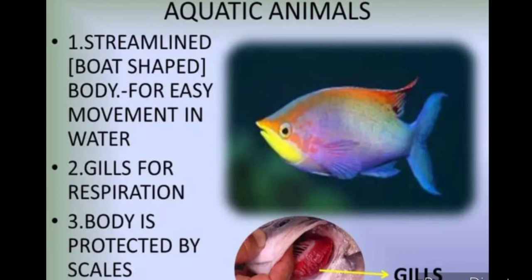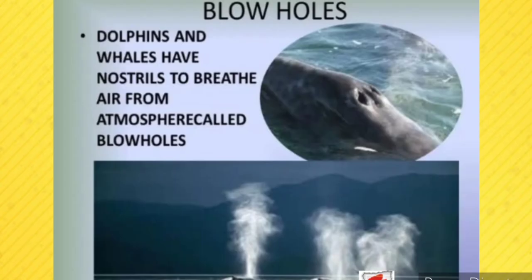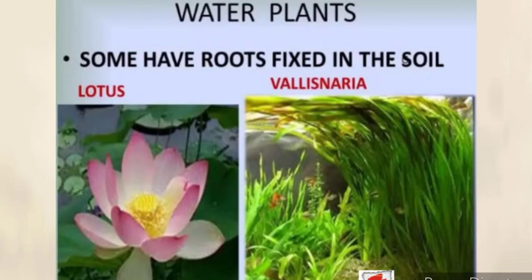Now some water animals which do not have gills, they have the blowholes. Dolphins and whales, they have nostrils to breathe air from atmosphere which is known as the blowholes. Then we come to the aquatic plants. So in the figure we can see lotus and Vallisneria.